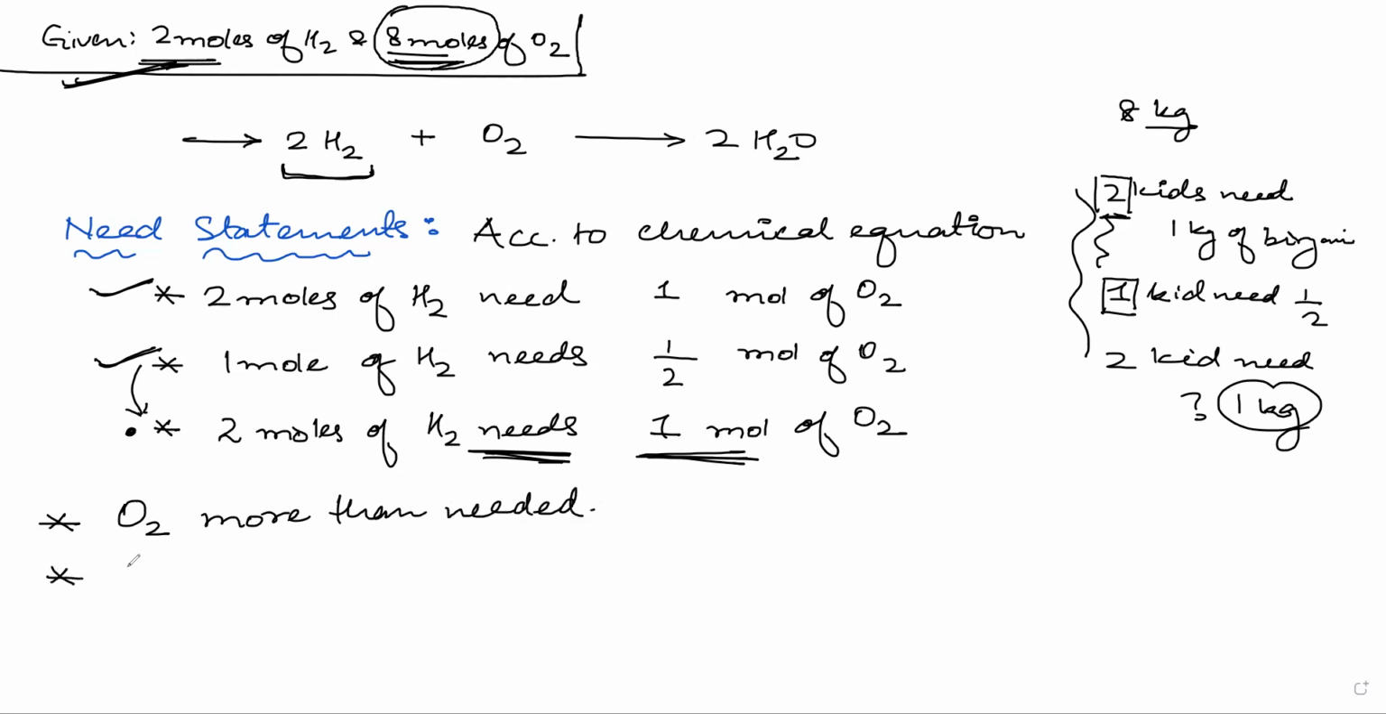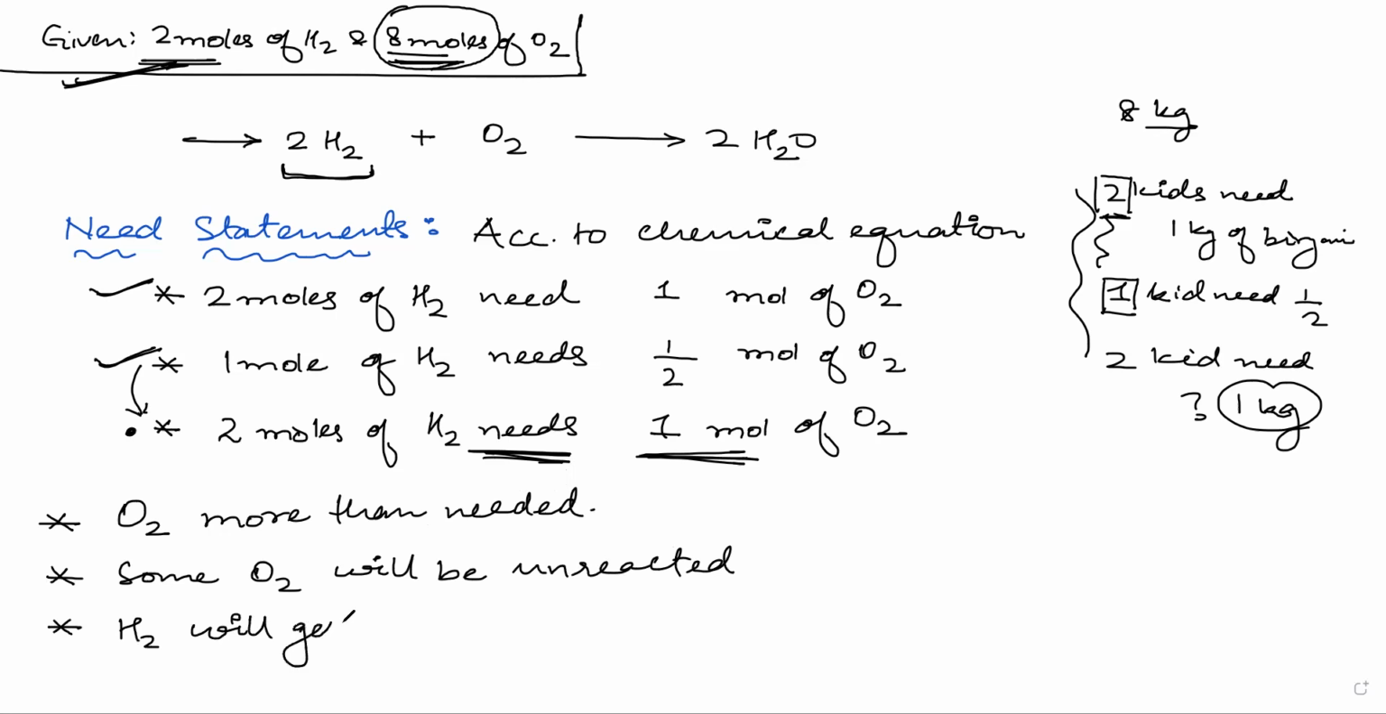That is why what we can say, some O2 will be unreacted. Correct? Because we have more here, some O2 will be unreacted. And also we can say that H2 will get completely consumed. Yes or no? H2 will get completely consumed. Then what will be the limiting reagent? Which is the limiting reagent, H2 or O2? H2 is the limiting reagent.